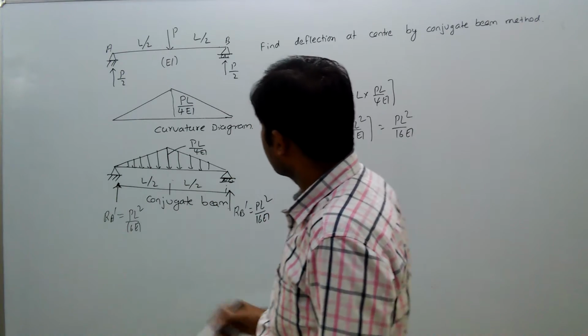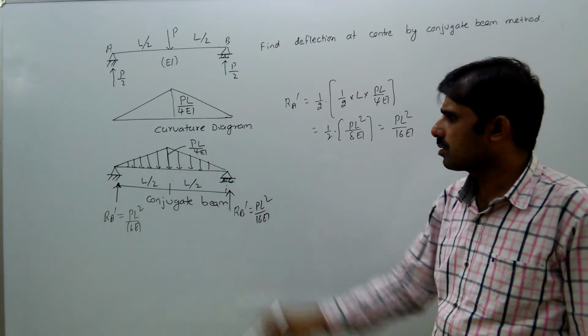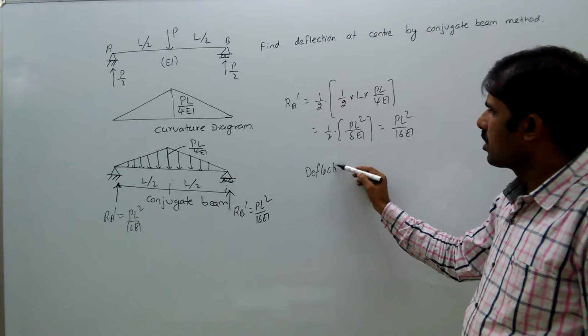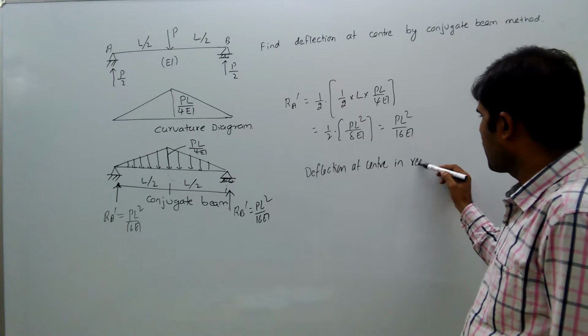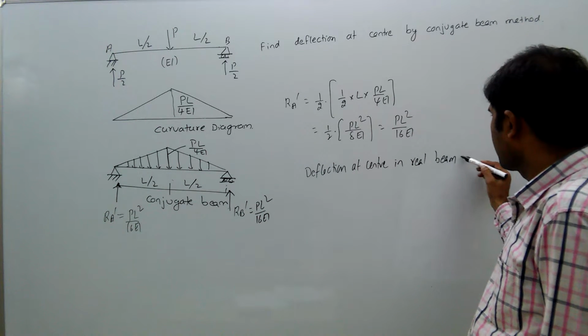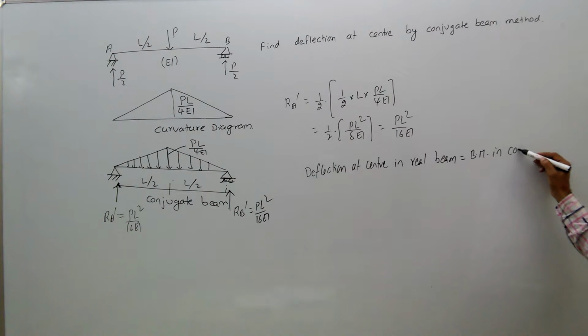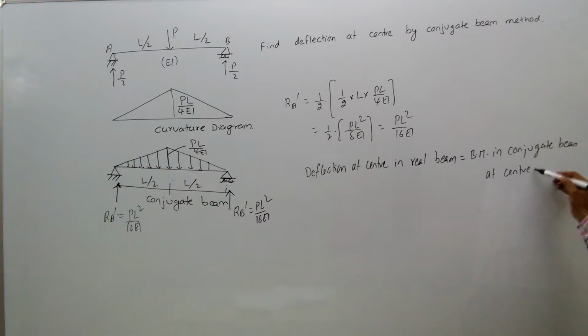Now to find the deflection at center, we need to find the bending moment at center in the conjugate beam. So the deflection at center in the real beam equals the bending moment in the conjugate beam at center.